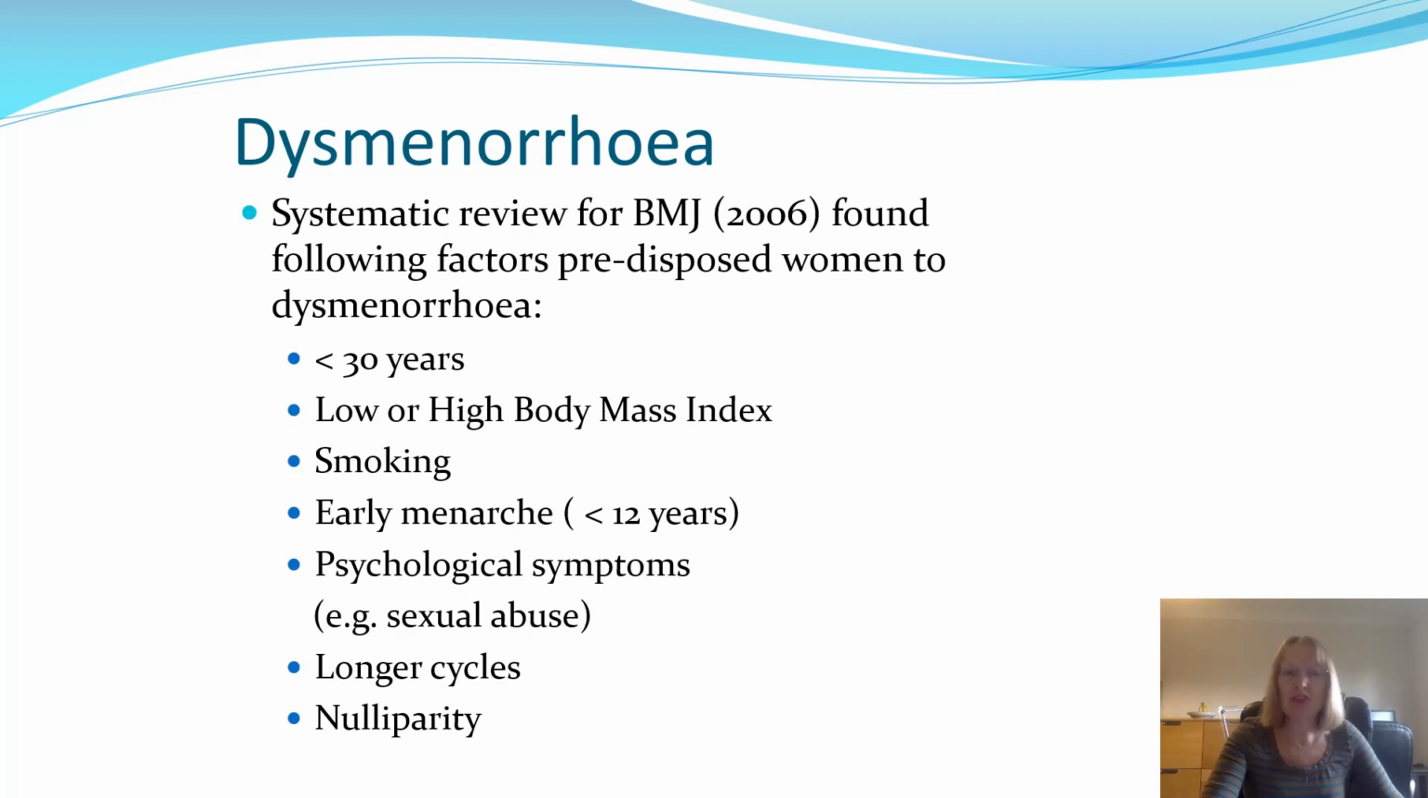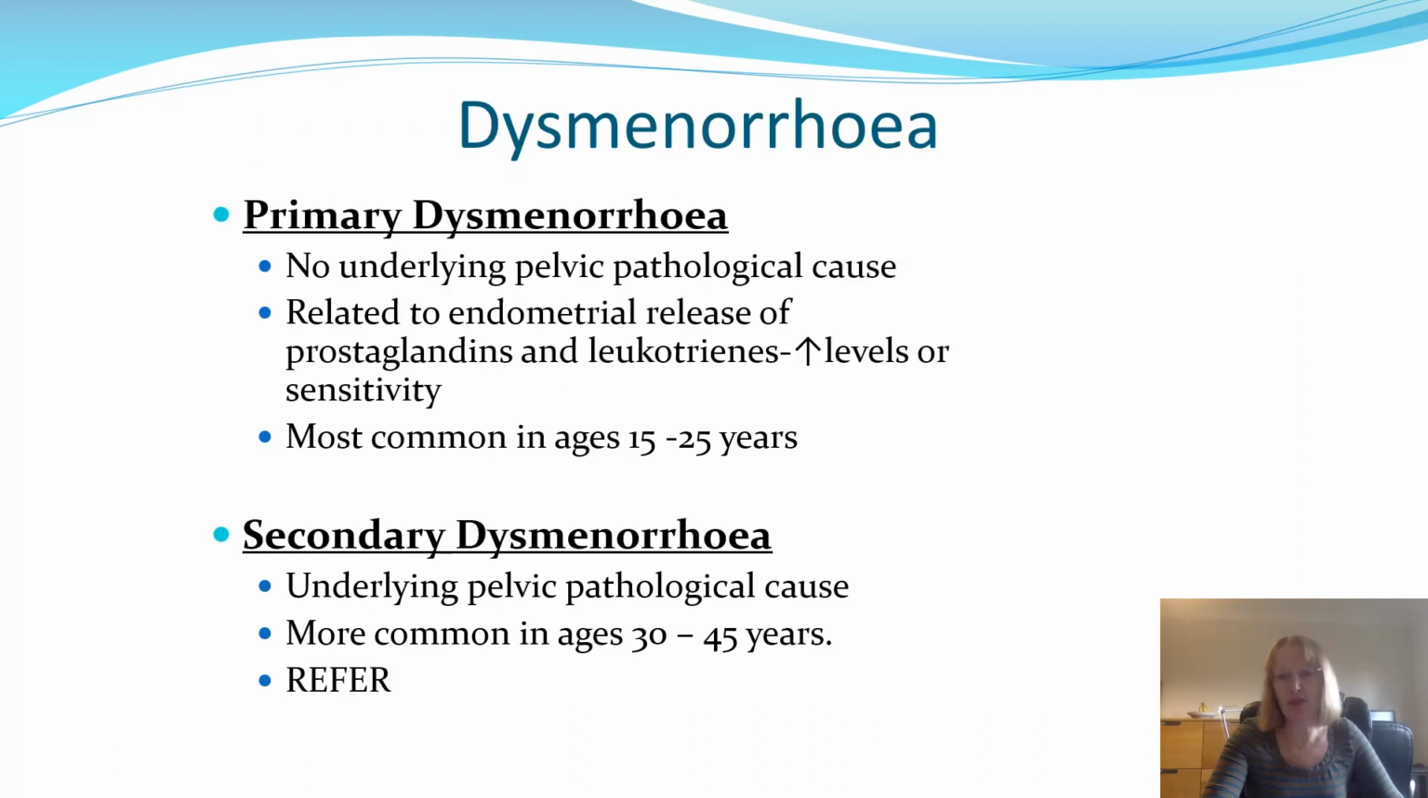So you can see from a couple of these factors, predisposing factors, that you can actually reduce the chances of having dysmenorrhea by healthy living, because you can get your body mass index to an ideal weight, and you can also stop smoking, and that should reduce your chances of having it. So there are two types of dysmenorrhea, primary and secondary.